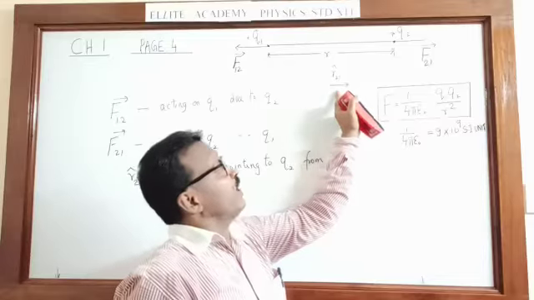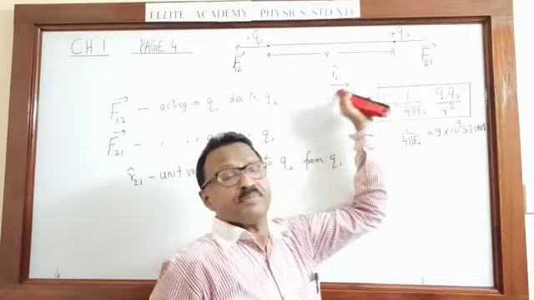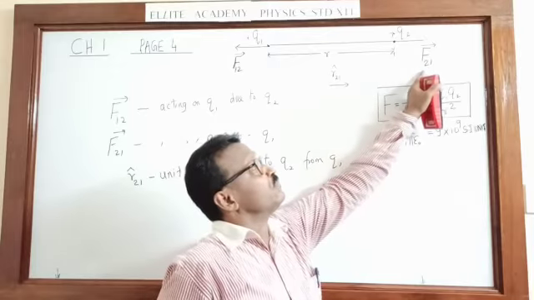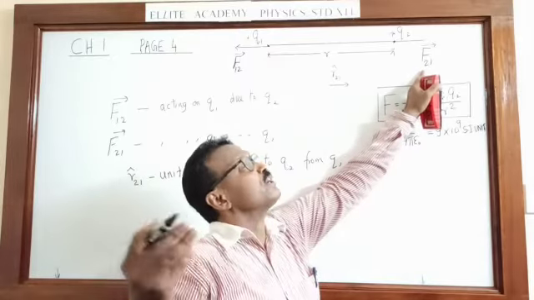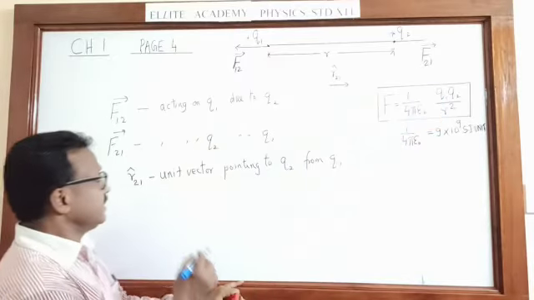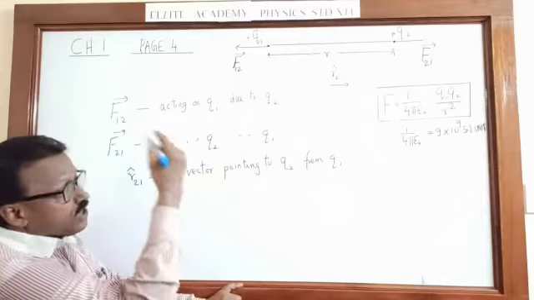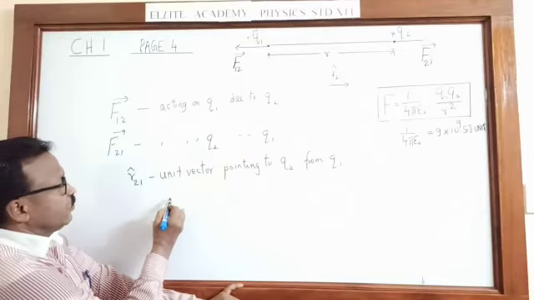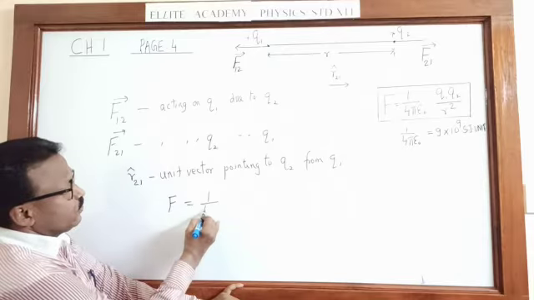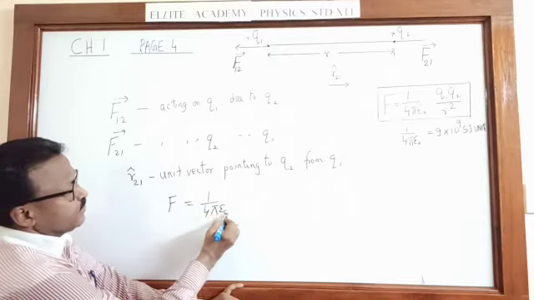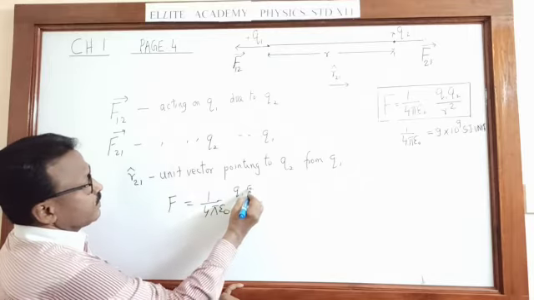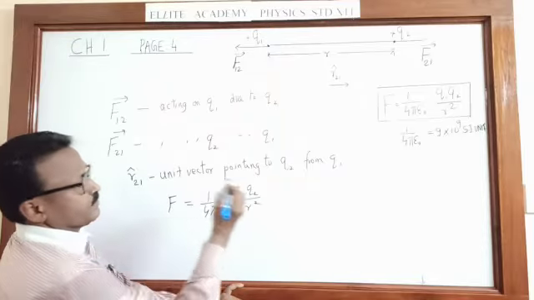What is the direction of R21 cap, F21 cap? R21 cap and the force F21 both are going to be the same. So I can write the expression in vector form: the force F is 1 upon 4 pi epsilon 0 Q1 Q2 upon R squared.